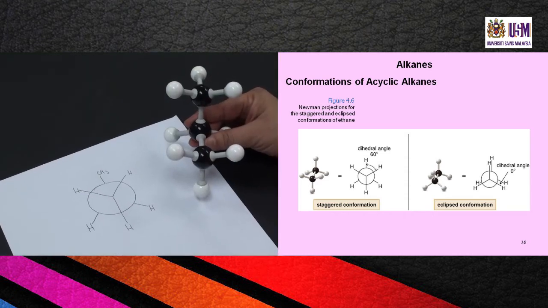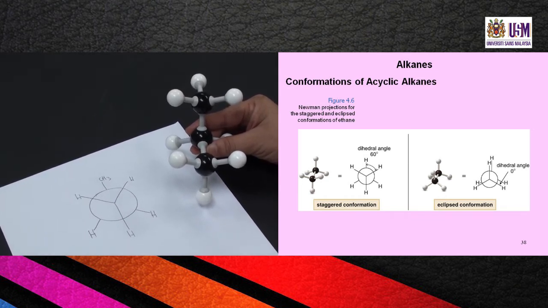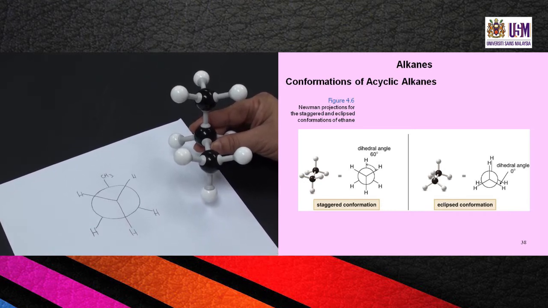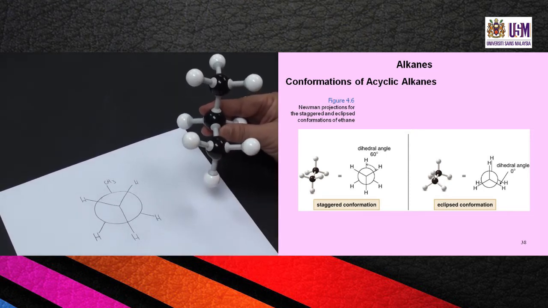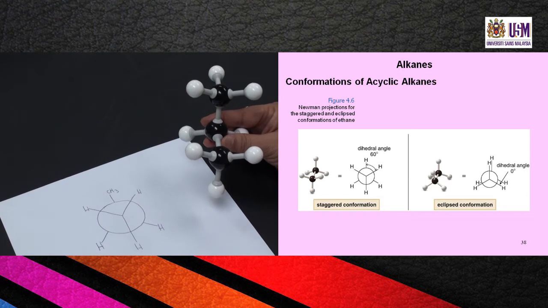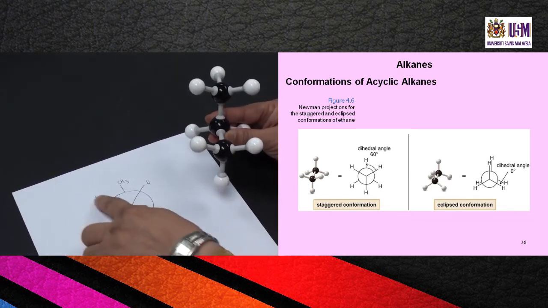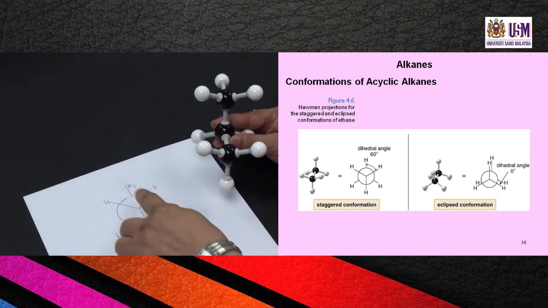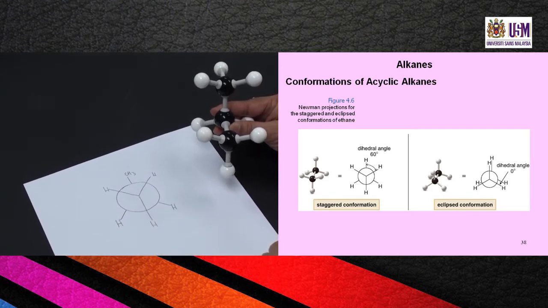These are the Newman projections for the staggered and eclipse conformations of propane, rotating about the first carbon and the second carbon. This is the first carbon and the second carbon. This is the staggered conformation of propane. In the front, we can see there are three hydrogen atoms, and at the back there is a methyl with two hydrogen atoms pointing downwards.